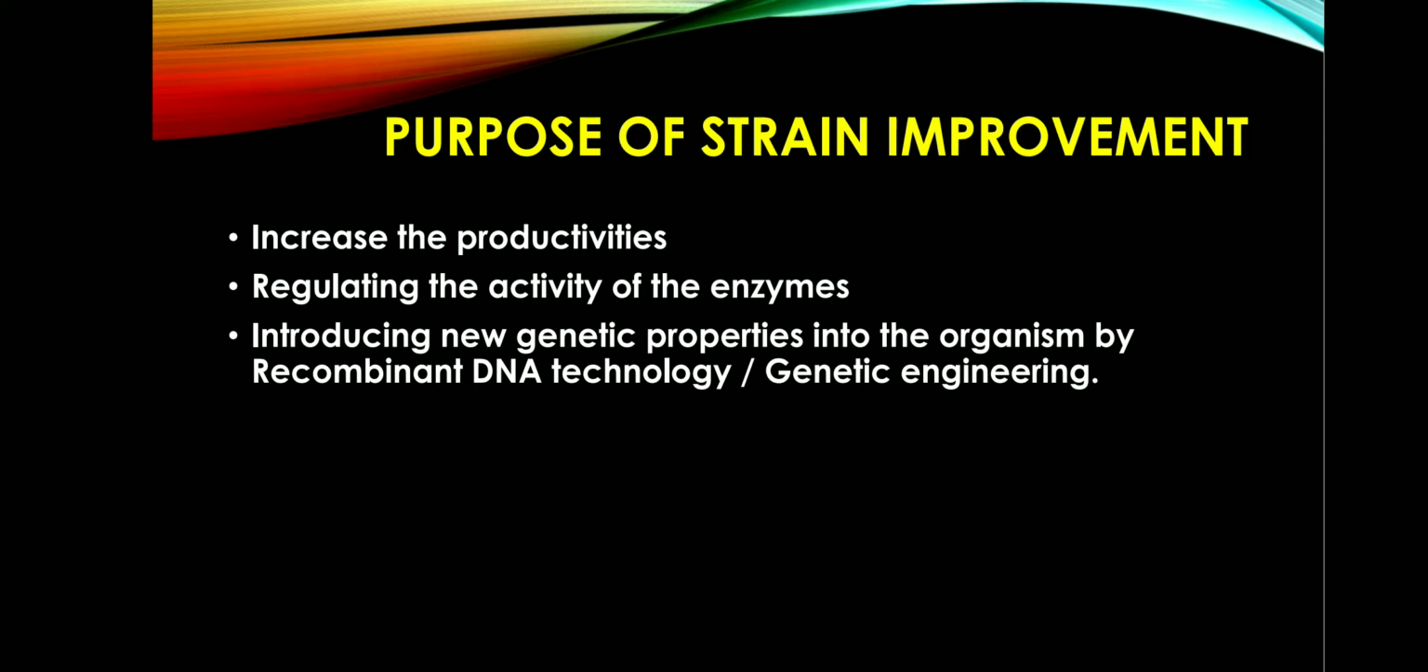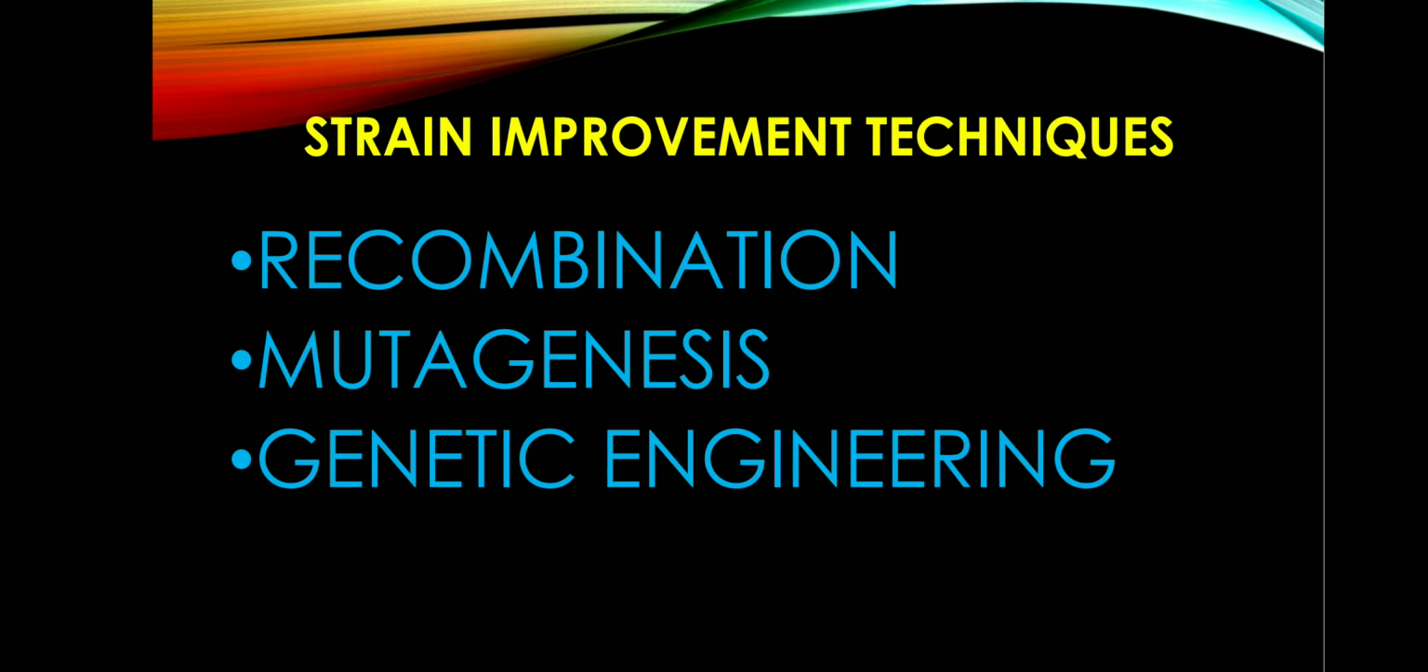It will regulate the activity of the enzyme so that a particular product that is required will be produced. And when we do strain improvement, we are going to introduce new genetic properties in the organisms by doing recombinations or recombinant DNA technology or genetic engineering techniques. Now, these are some of the strain improvement techniques, that is recombination, mutagenesis, and genetic engineering.